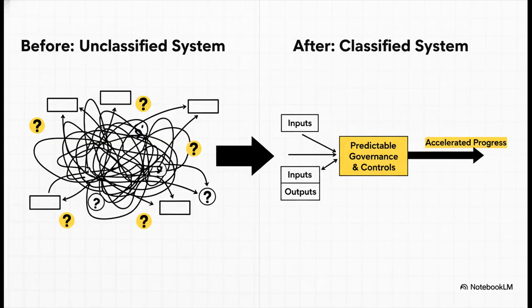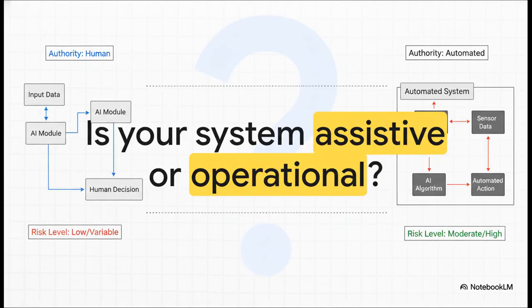And here's the payoff. When you use this framework the right way, when your team has a shared understanding that you're building, say, a Phase 4 system, the whole conversation about what controls you need becomes so much more predictable. You're not guessing anymore. You're engineering with a clear roadmap, and that clarity is what allows for safe and truly sustainable progress. So as you go back to your own projects, I'll leave you with this one question to think about. That AI system you're building, is it assistive or is it operational? Because the answer to that will have a profound impact on how you design it, how you build it, and how you govern it. It's a question that changes everything.